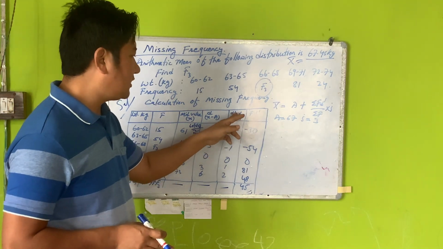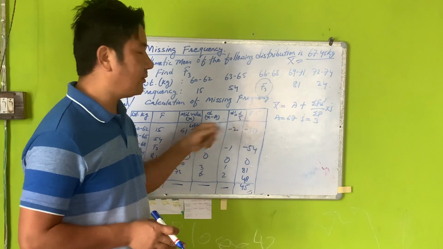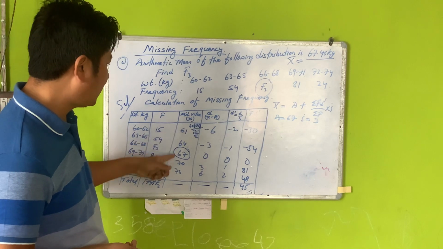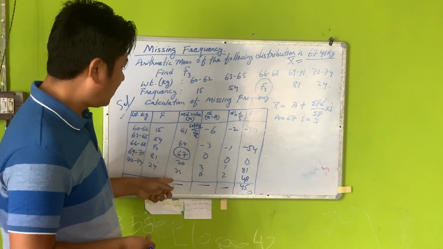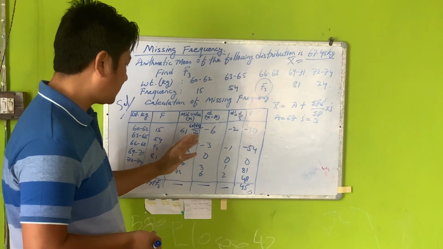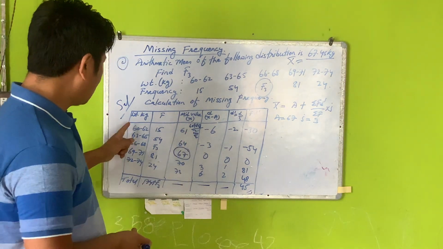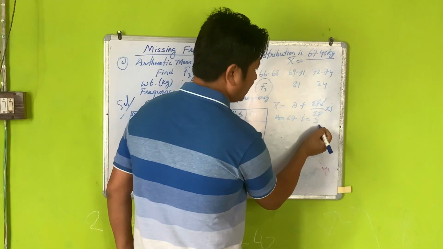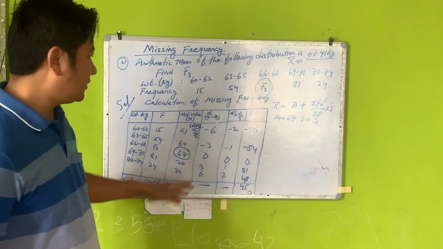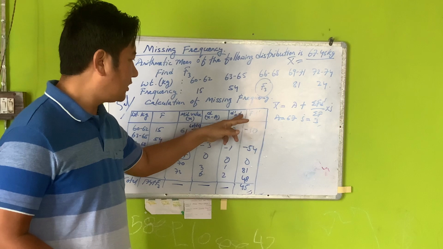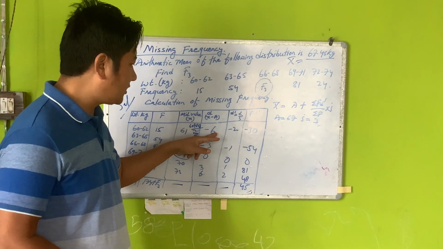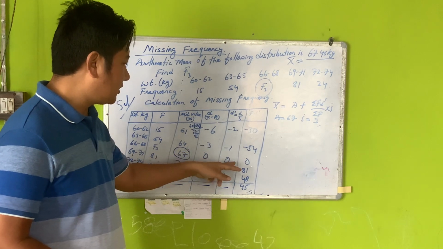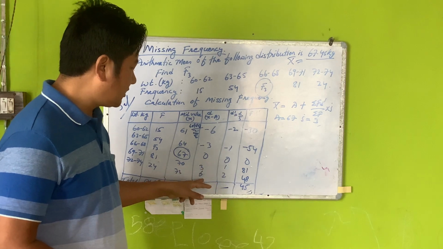Then d dash. D dash is what? D divided by i. What is i? The common factor. So from this you have to find the common factor. See 61, 64, there is a difference of 3, so 3 is the common factor. Even you can see it from here. The common factor is 3, so I have written i equal to 3. So d dash is d divided by 3. The first d is minus 6; when you divide by 3 it will be minus 2. Minus 3 divided by 3 is minus 1. 0 divided by 3 is 0. 3 divided by 3 is 1. 6 divided by 3 is 2.